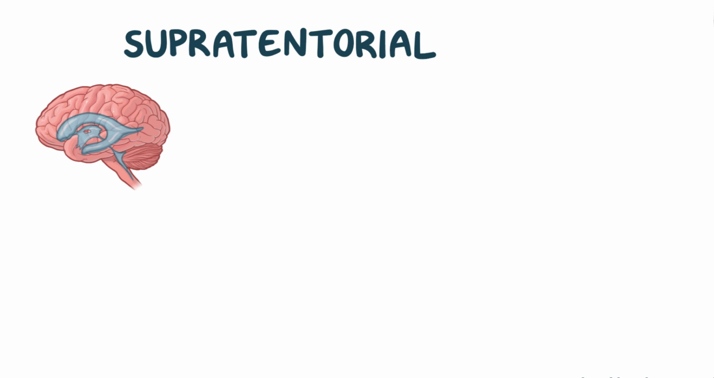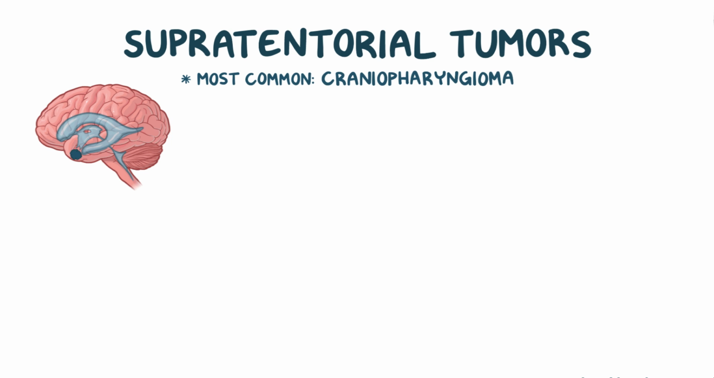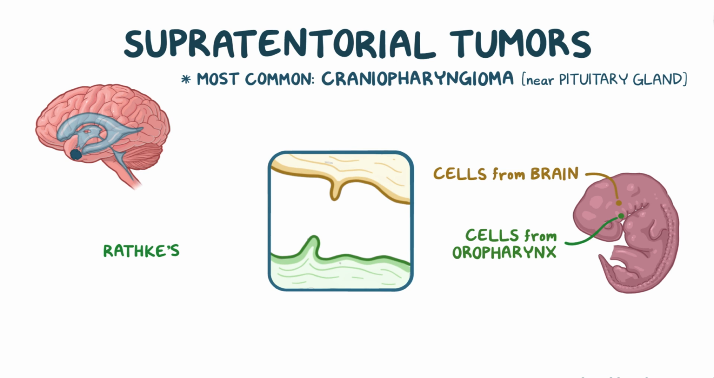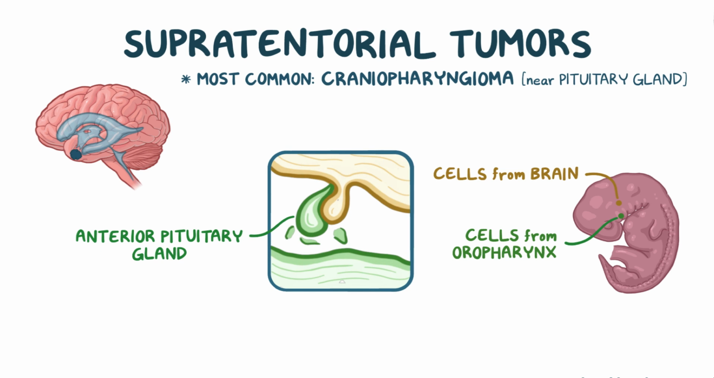Okay, so now let's focus on supratentorial pediatric tumors. The most common is a craniopharyngioma, which forms near the pituitary gland. During development, some cells migrate down from the brain and form the posterior pituitary, while some cells migrate up from the back of the throat, called the oropharynx, first forming the Rathke's pouch, and then eventually forming the anterior pituitary gland. Now, remnants of Rathke's pouch that don't mature can form craniopharyngiomas.